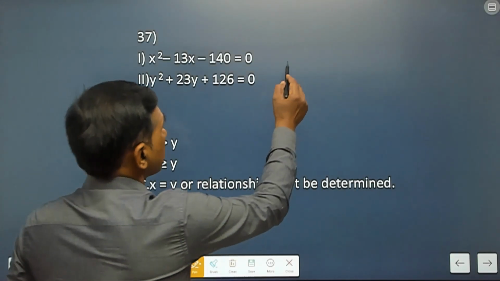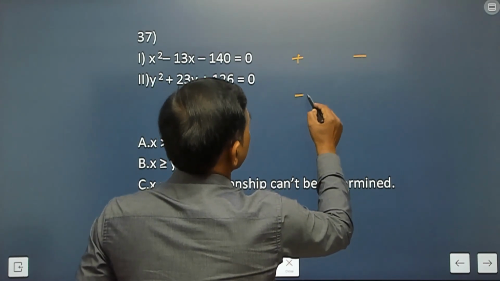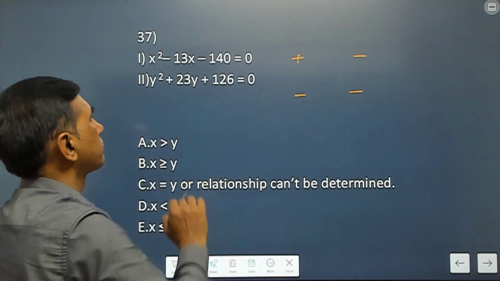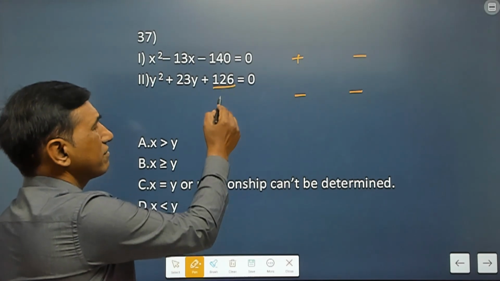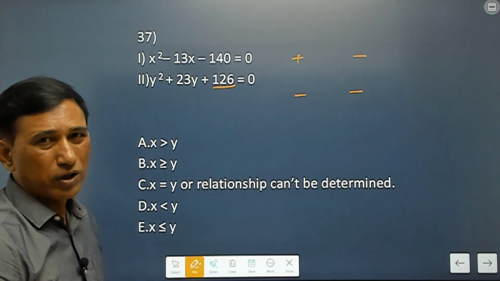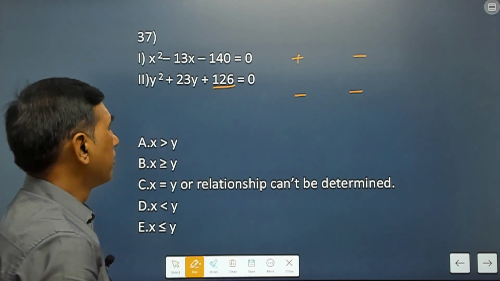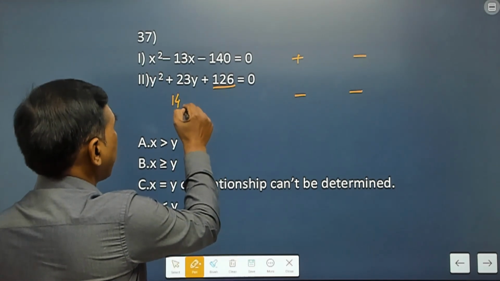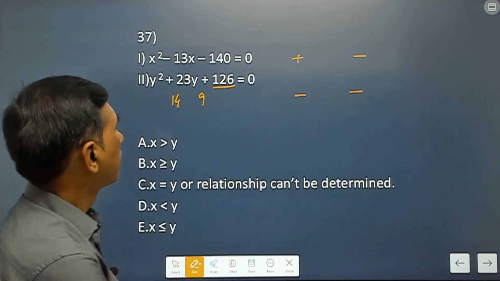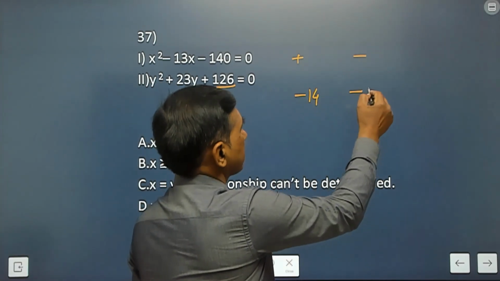Minus, minus, plus, plus, so plus, minus, minus, minus. 126: 9 is one prime and 7 is another prime. So you can have 14 and 9, I suppose. This will be minus 14 and minus 9.